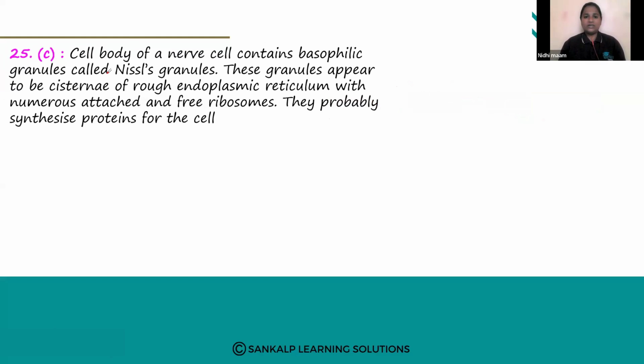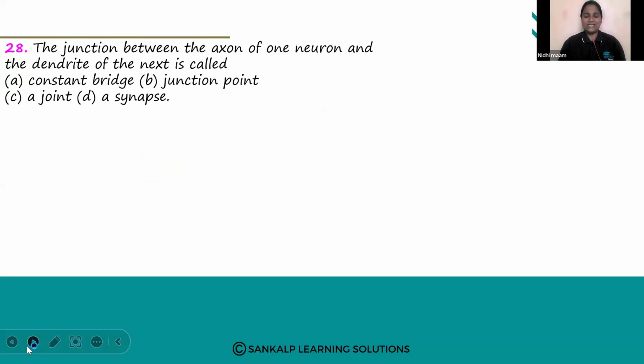The cell body of a nerve cell contains basophilic granules, which we call Nissl's granules. These granules appear to be cisternae. When you see the structure of the endoplasmic reticulum, you will have the cisternae, right? Sac-like structures. So these granules appear to be cisternae of RER with numerous attached free ribosomes. So they probably synthesize protein for the cell. So option C, ribosome, is the right answer.